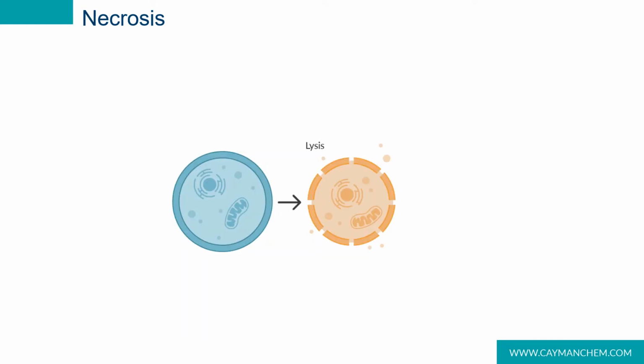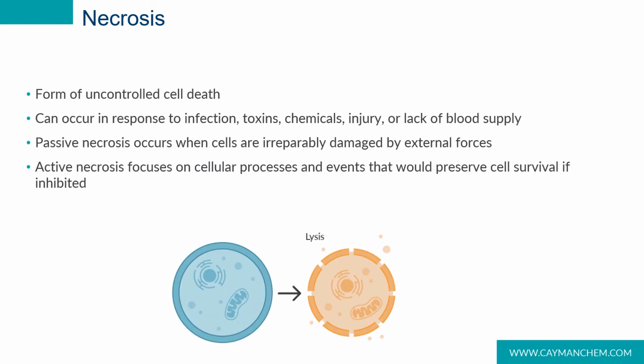The next type of cell death I would like to talk about is necrosis. Necrosis has been classically defined as an unprogrammed form of cell death that occurs in response to infection, physical or chemical insult, or lack of blood supply. Necrosis was primarily thought to be passive when cells are irreparably damaged by external forces, but recent data has uncovered a programmed form of necrosis that I'll go into more detail in later slides.